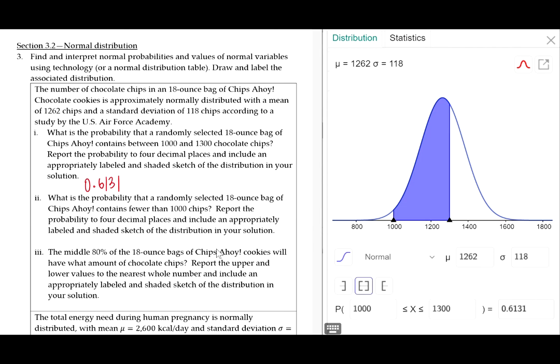The next question says, what is the probability that a randomly selected 18-ounce bag of Chips Ahoy contains fewer than 1,000 chips? Report the probability to 4 decimal places and include an appropriately labeled and shaded sketch. Okay, fewer than 1,000 means I want the area to the left of 1,000. I'm going to highlight this first button here, which has a bracket facing to the left, and then I'm going to enter in 1,000 in the box, and it gives me the probability I need, 0.0132.